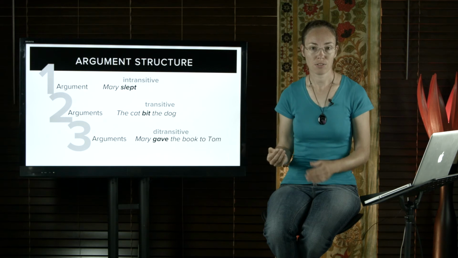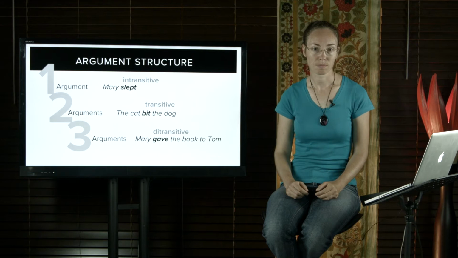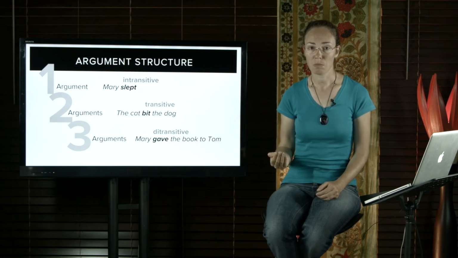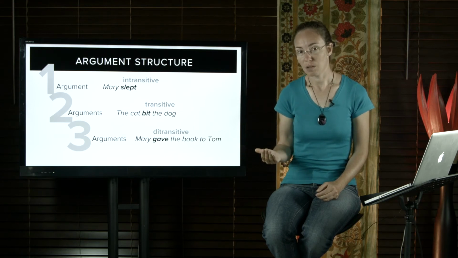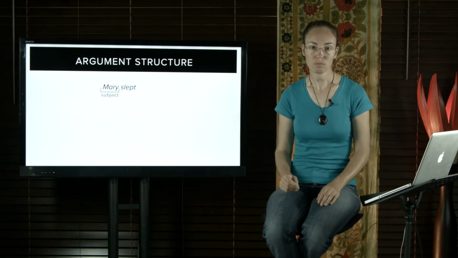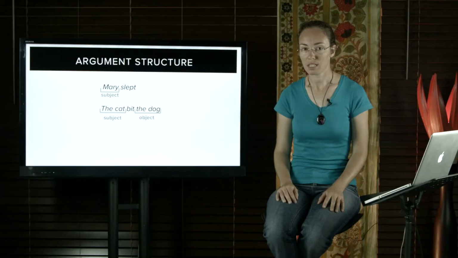Each argument has a different grammatical relation, the job that it has in relation to the verb in the sentence. All verbs need a subject. So if there is only one argument, as with an intransitive verb, that argument will be the subject. In an intransitive sentence like Mary slept, the one argument is the subject, Mary. In a transitive sentence where there are two arguments, like the cat bit the dog, one of the arguments, in this case the cat, is the subject, and the other, in this case the dog, is the object.